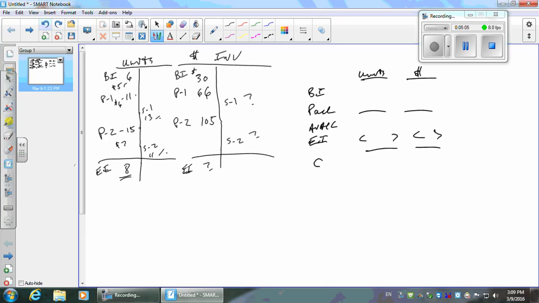...is cost of goods sold. Okay? So if you have beginning inventory of 6 units and it costs you $30, and then you purchase 11 plus 15, that's 26 units, that's how I decided I had 32 available. And those cost me a total of 66 plus 105, 171. So available is 201.